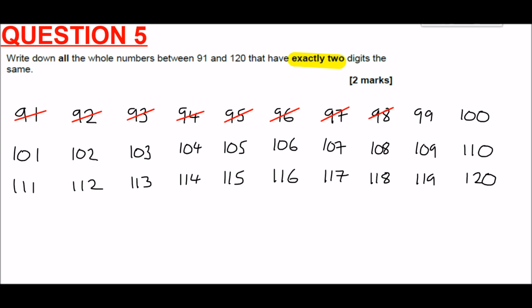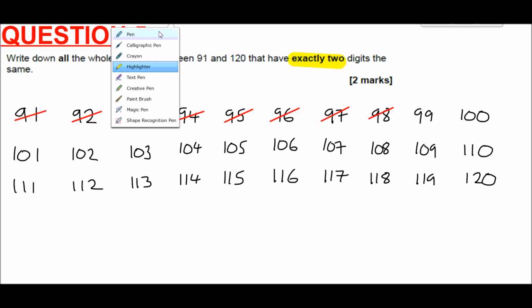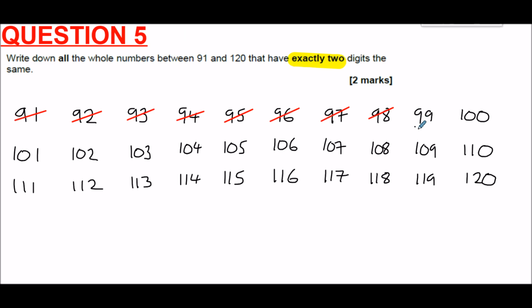We have a look at 99. 99 does have 2 digits the same. The 9 and the 9 are the same. Same with 100, it's got 2 zeros. 101, a 1 and a 1, they're both the same. Then 102, again they're all different. Same with 103, 104, 105, 106, 107, 108, and 109.